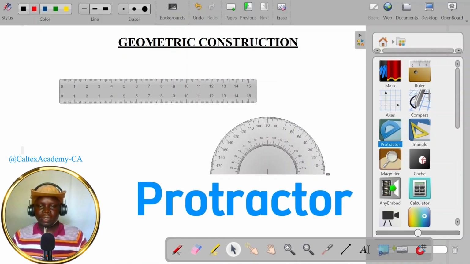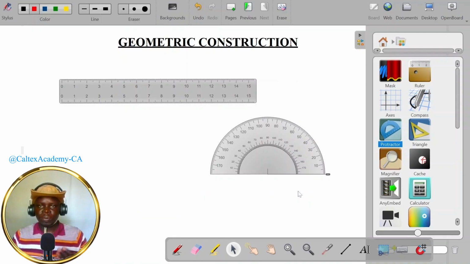This is a protractor and it is used for measuring angles. The ruler I did not tell you about earlier is used for measuring length, or you can also use it for drawing straight lines for our construction to start. And always the beginner lines must be horizontal.